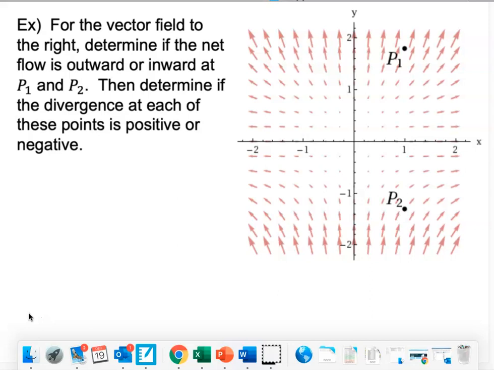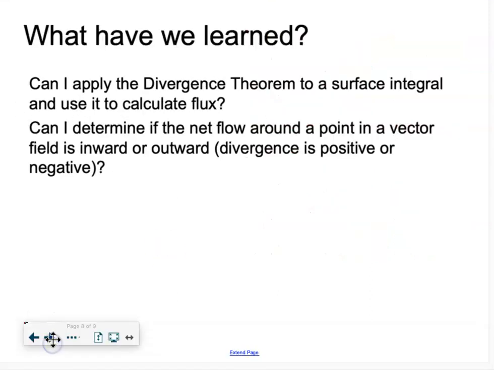What about at P2? It's a sink. Why is it a sink? Because the arrows on the bottom are larger, and the ones on the top of P2 are teeny tiny. Yes, that is very good. Great analysis. Which means that since point 2 is a sink, the divergence there would be negative. Okay. And here endeth the lesson.